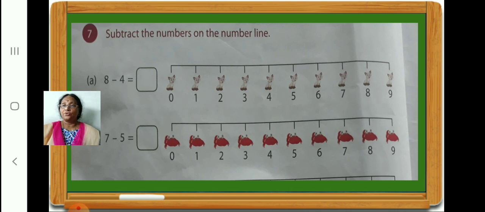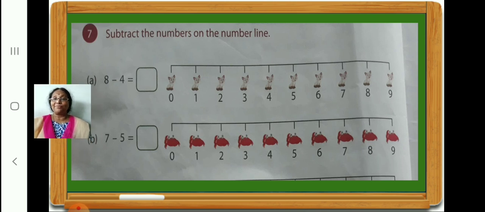Now let us do question number 7. Subtract the numbers on the number line. Ready with page number 50, children? Okay. Let us do question A. 8 minus 4 is equal to how much? We have to find out. Ready? Children, first circle number 8 on the number line.